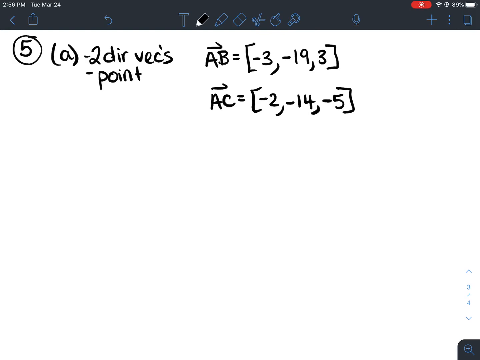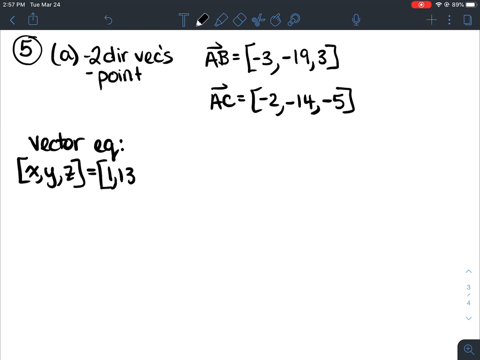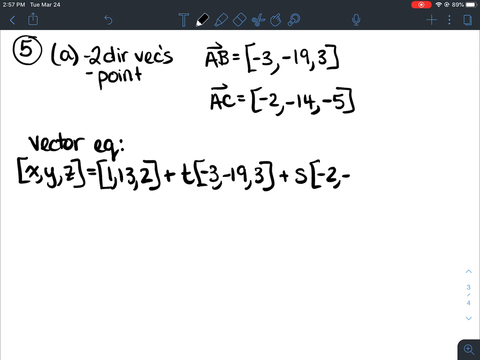Oh, wait, what am I writing here? Oh, sorry, I'm getting confused. So for question A, it says vector and parametric equations. Okay, so I'm ready to go. So my vector equation is xyz equals, I can choose any point, so I'll just pick point A, which is 1, 13, 2 as my position vector, and then those are my 2 direction vectors, and I'll just put a parameter in front of them, so t, -3, -19, 3, plus s, -2, -14, -5.